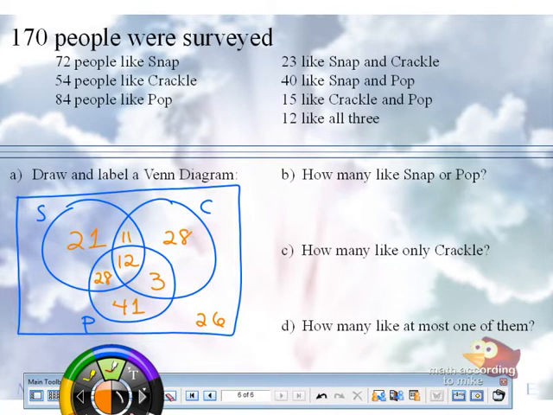Well, I didn't say how many only like snap or pop. So they could like both, and they possibly could like crackle. So snap or pop means they like snap, or they like pop, or they like both. And it's okay if they like crackle. So you're going to add up the numbers in the snap circle and the pop circle. You want us to write out the numbers? I want you to write out the numbers, yes. So you'll write 21 plus 11.